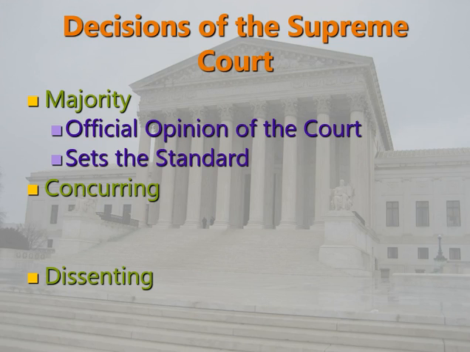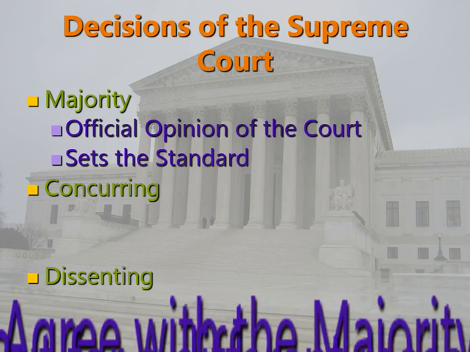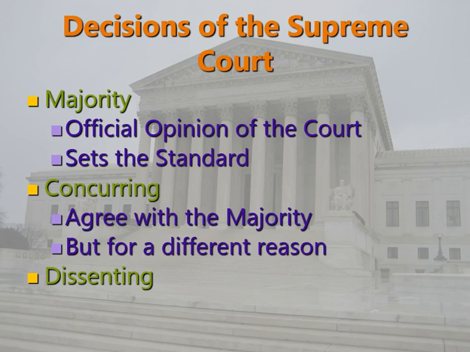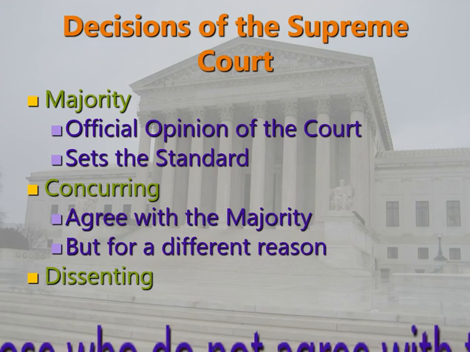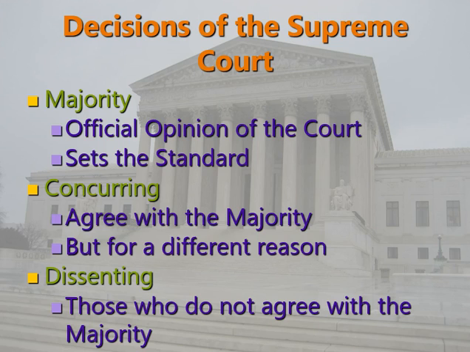The concurring opinions are those of justices who agreed with the end result of the majority, but for a different reason. So maybe they agree with the majority, but they've got a different legal reason for agreeing. They're part of the concurring opinion. And then something kind of unique to the American system, the dissenting opinion. The loser basically gets to write up what their arguments are. Now, they don't mean anything. They're not legally binding. The dissenting opinion doesn't really change the law.